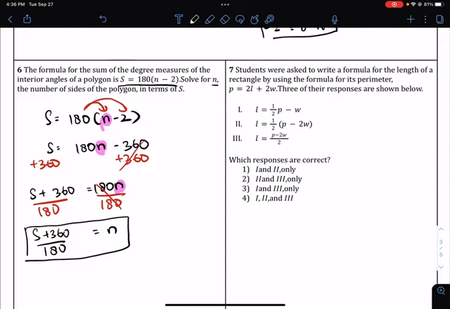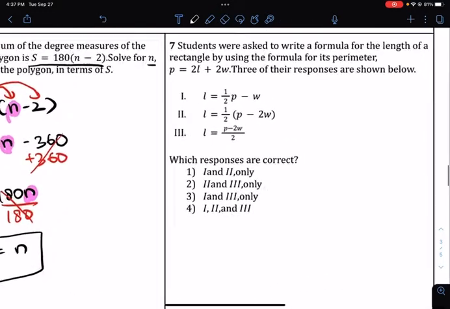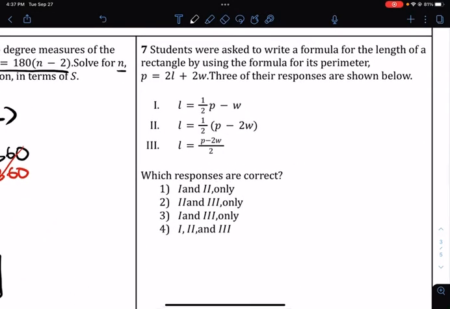Alright, let's try number 7. 7 is the tricky one. You want this to be either this, or this. Which responses are correct? So sometimes on the regents, there can be more than one answer if this is this type of problem. Let's say you want to solve for L.